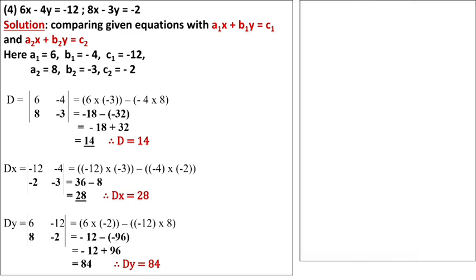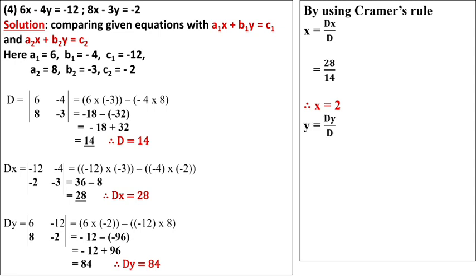By using the Cramer rule, x equal to Dx upon D. So Dx value is 28 and D value is 14. 14 ones are 14, 14 twos are 28. So x value we got is 2. Now y equal to Dy upon D. So Dy value is 84 and D value is 14. 14 ones are 14, 14 sixes are 84. So our answer is 2 and 6 is the solution of the equation.